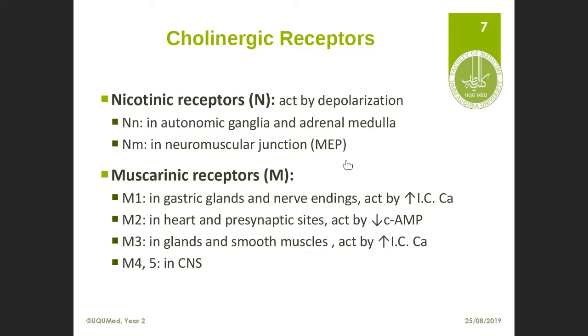IC means intracellular calcium. I for intra, C for cellular, calcium is calcium. Most of the muscarinic receptors like M1, M2, M3 are activated when there is increased influx of calcium. We will discuss this in detail in the next slides as well. So everybody is clear about the cholinergic receptor distribution? Any questions till now?